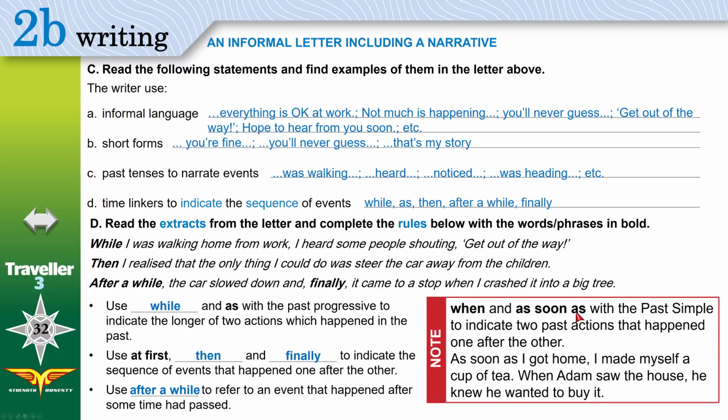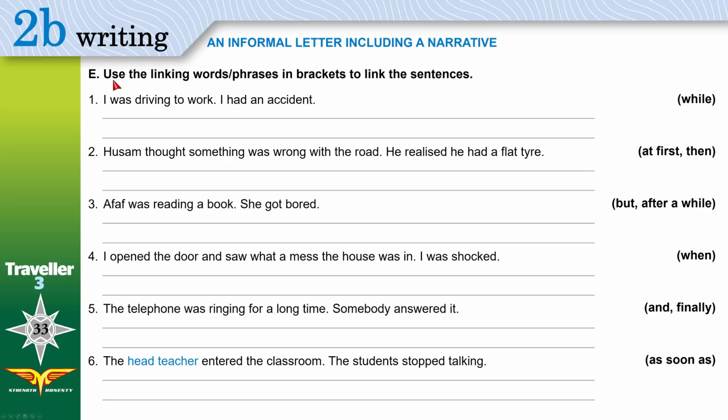When and as soon as are used with the past simple to indicate two past actions that happened one after the other. To give you an example, as soon as I got home, I made myself a cup of tea. When Adam saw the house, he knew he wanted to buy it. E. Use the linking words and phrases in brackets to link the sentences. Link means make them one sentence. We have two sentences. We will make them one.